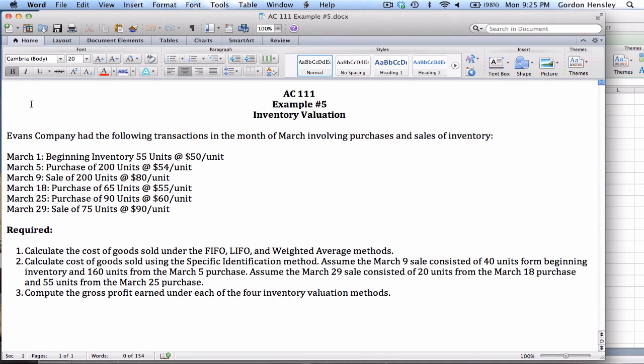This is the video demonstration on inventory valuation. And in this video, I'm going to be working the solution to example number 5. Now this example involves the Evans Company. And it says that they had the following transactions in the month of March involving both purchases and sales of inventory. And we see 6 different transactions here that occurred.